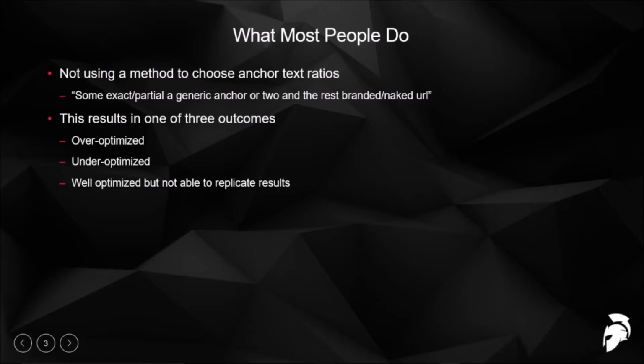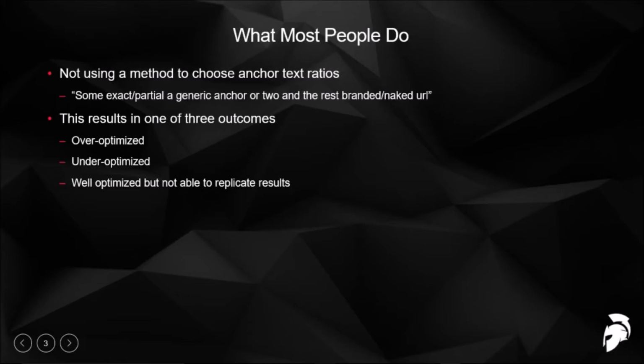That's their technique, and then they're going to get three results out of this. There are three possible outcomes. Either A, it's going to be over optimized, B, under optimized, C, it's going to be well optimized, they get it right, but then they're not going to be able to replicate those results with other money sites. So if they have 5 money sites, they might get it right 2 or 3 times, but then those other 2 or 3 times, it's not right, and they just wasted their time and money trying to rank those sites.